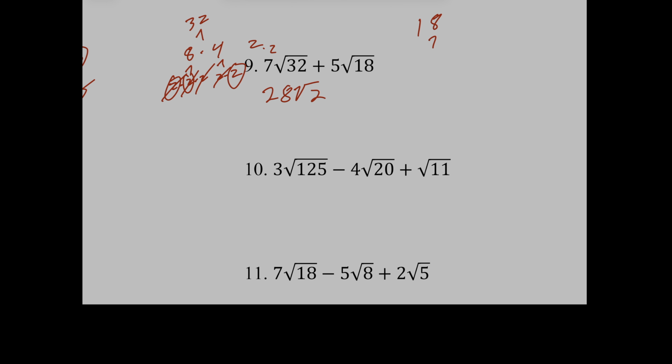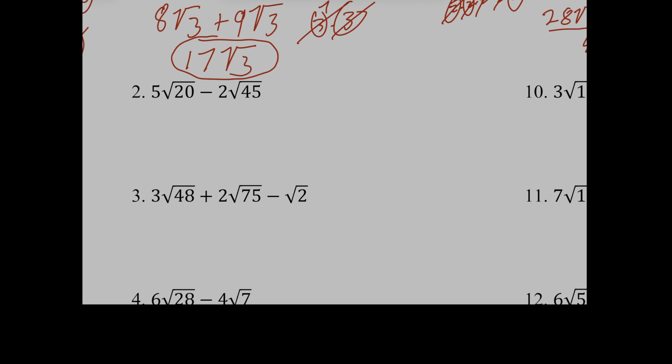Now I'm going to break down 18. That's going to be a 9 times 2 and a 3 times 3. I'm going to pull out a pair of 3's. Now that has to then pair up with the 5 that's already out there. And I'm going to get a 15 root 2. Now look, they're the same. So I just add them, and I'm going to get a 43 root 2. Okay? Okay, let's do number 2.